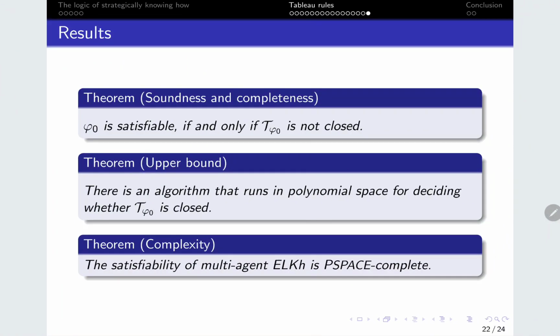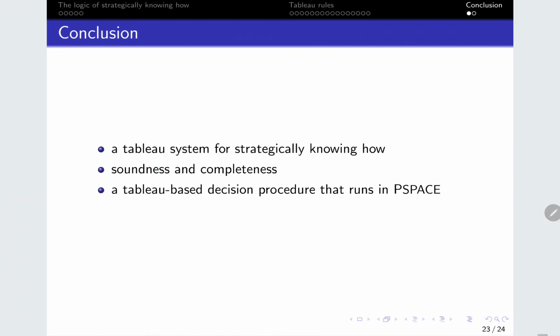And because the SAT problem of the multi-agent epistemic logic is already PSPACE-hard, and epistemic logic is a fragment of this logic, together with the upper bound we have shown in this paper, it means that the SAT problem of the multi-agent logic of strategically knowing how is PSPACE-complete.